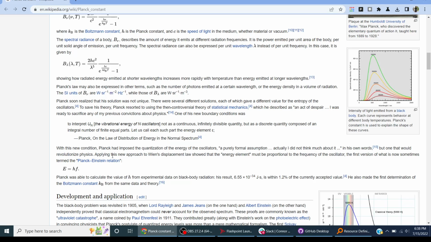Applying this new approach to Wien's displacement law showed that the energy element must be proportional to the frequency of the oscillator, the first version of what is now sometimes termed the Planck-Einstein relation, E equals hf. Planck was able to calculate the value of h from experimental data on blackbody radiation. His result, 6.55 times 10 to the minus 34 joule-seconds, is within 1.2% of the currently accepted value. He also made the first determination of the Boltzmann constant k sub B from the same data and theory.